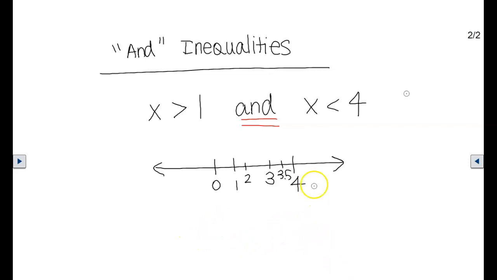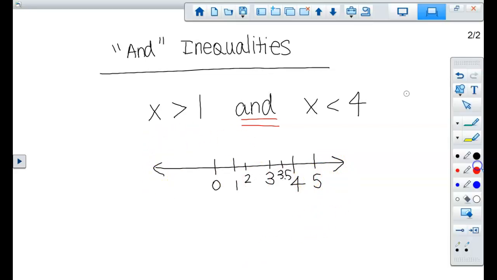If I went over here and I looked at a number like 5, 5 is greater than 1. That's true. But 5 is not less than 4. So 5 is greater than 1 and 5 is less than 4 would be a false statement. So 5 is not a solution. If I were to pick 0, 0 is greater than 1 is not true. 0 is less than 4 is. So 0 won't work in this and inequality because it doesn't meet both of the requirements.